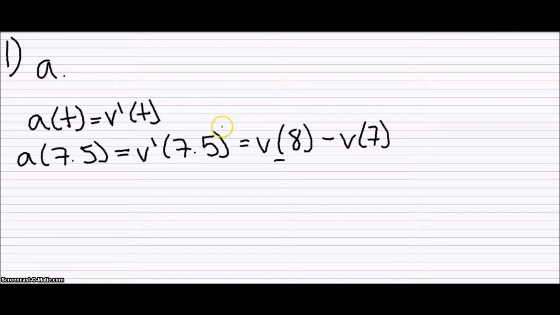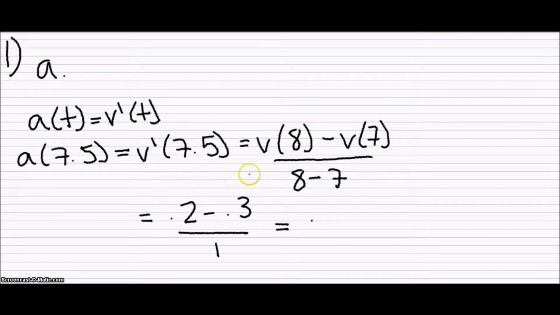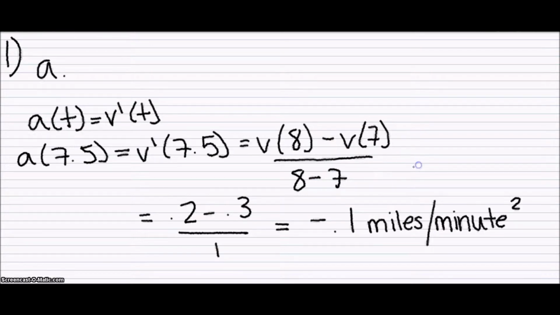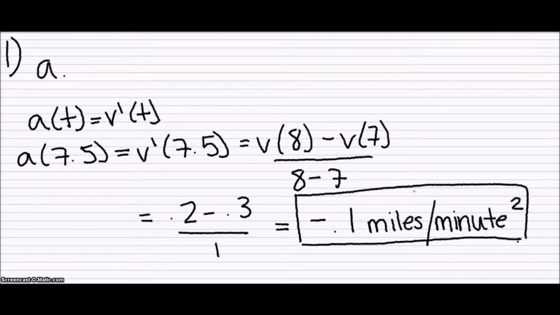So you get velocity at 8 minutes minus the velocity at 7 minutes, divided by 8 minus 7, which will give us 0.2 minus 0.3 over 1. So the final answer is negative 0.1 miles per minute squared. And that would be the acceleration of Karen's bicycle at 7.5 minutes.